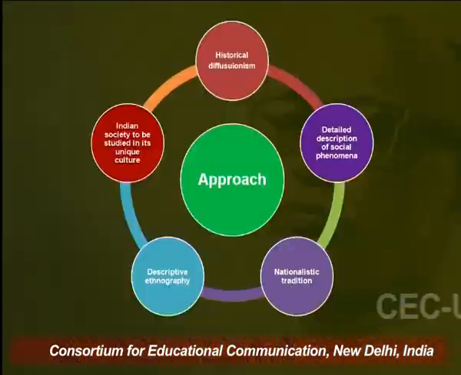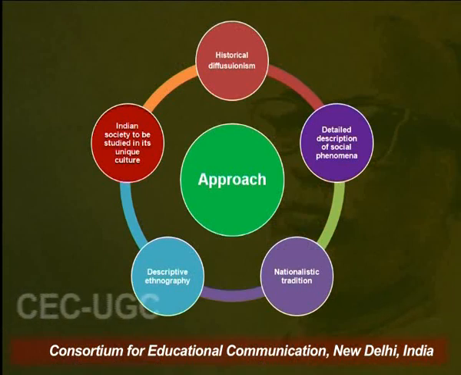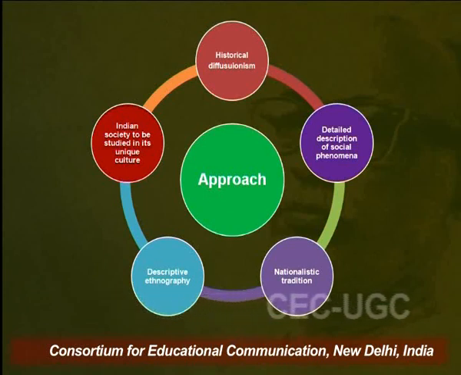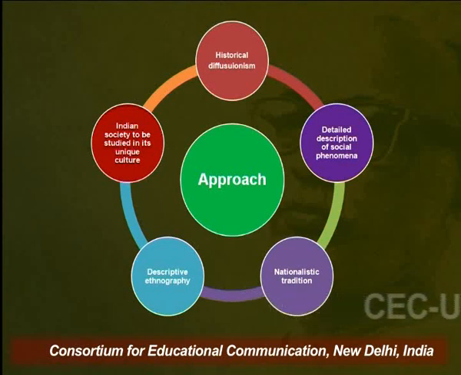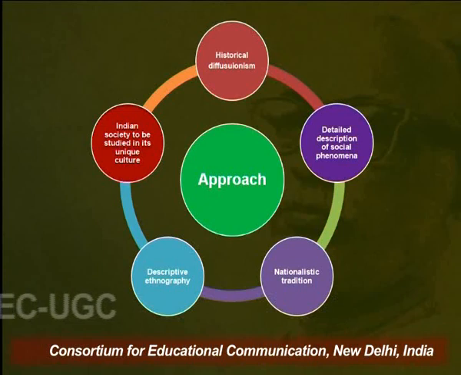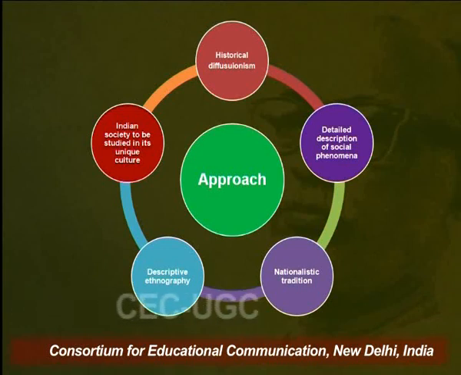Then, as has already been discussed, he gives us a descriptive ethnography. He is not just applying the Indological literature and giving us a description as it was there. He is analyzing it in terms of empirical reality and then providing an ethnographic picture of Indian culture and civilization. The third approach, which is very significant to G.S. Ghurye, is the nationalistic tradition. This is very evident when we read many of his texts, which talk about India as a nation, the scheduled tribes, or the secular problem in Indian society. The fourth is a detailed description of social phenomena.